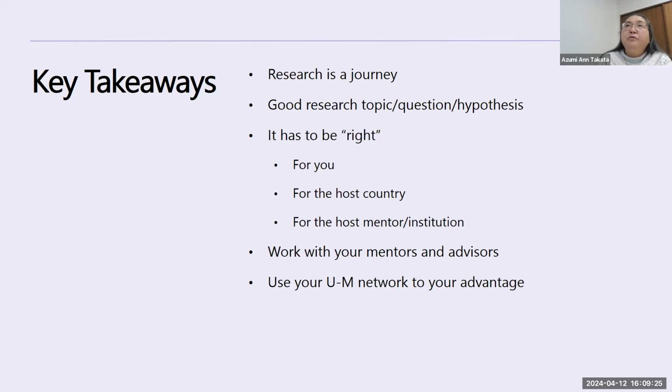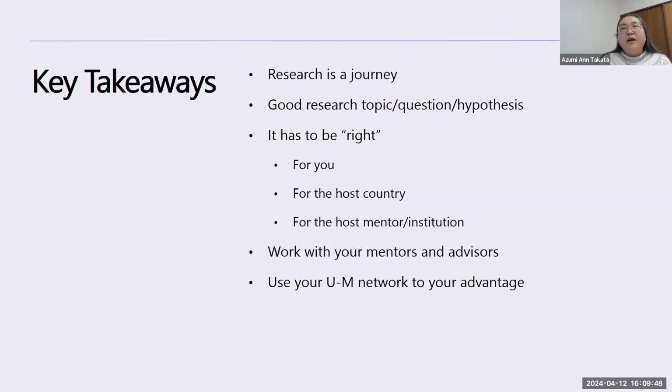You will need to find a good research topic, a good research question or hypothesis. That's what will get you started on the way to a good research project. And it has to be the right project, and it has to be right for you. In the context of the Fulbright, it has to be right for you, it has to be right for the host country, and it has to be right for the host mentor and institution.